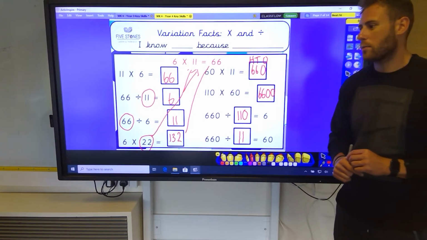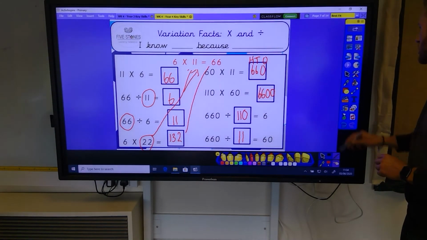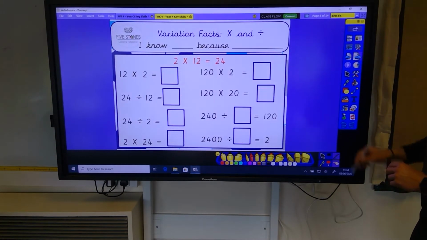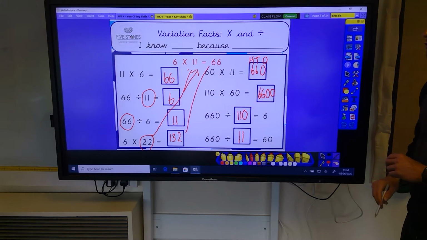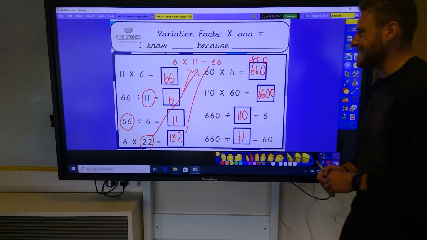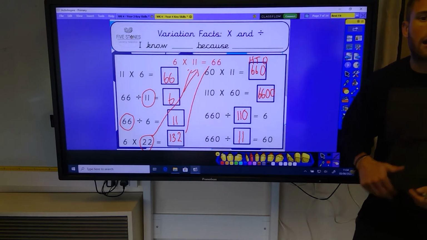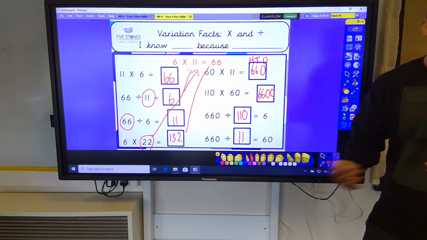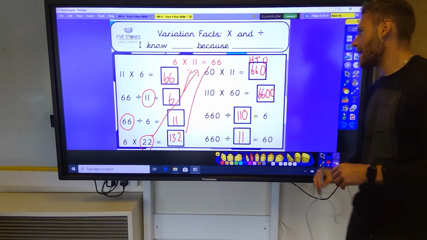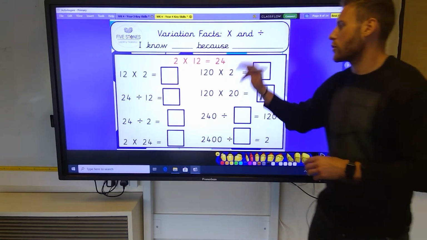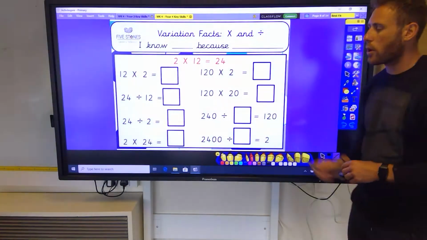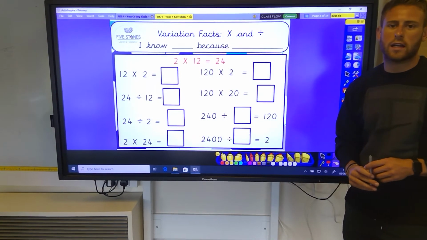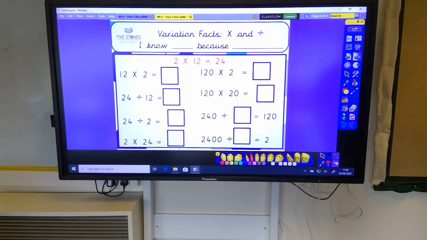So well done if you managed to solve those calculation connections. We've done these facts together. Remember, I was looking at all the relationships. I didn't have to start from the beginning, counting my 6s, counting my 11s, dividing. I didn't have to do any of that. I used the relationships of the numbers I know. So you spot the relationships and solve these calculations. Off you go.